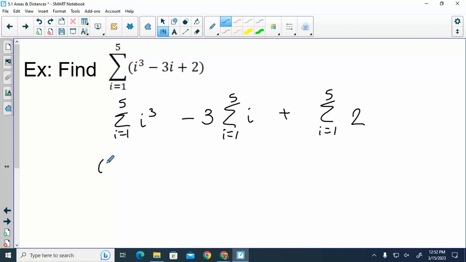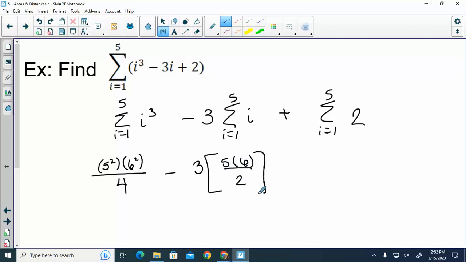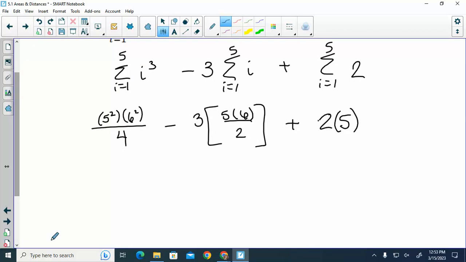n squared, so 5 squared, times n plus 1 squared, so times 6 squared, divided by 4. Minus 3 times, what's the i formula? 5 times 6 divided by 2, plus. Alright, how do we add up a constant? You do n. Yeah, it'll be 5 times 2, because you have 2 and you're adding it in 5 different times. So 2 times 5. Alright, see what we get.